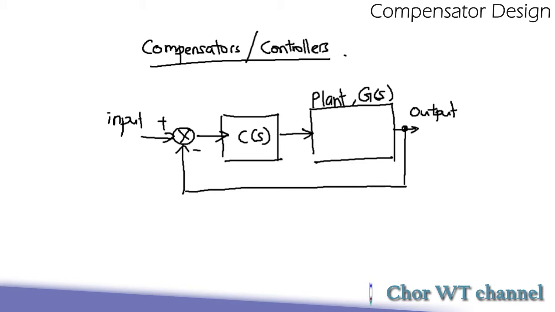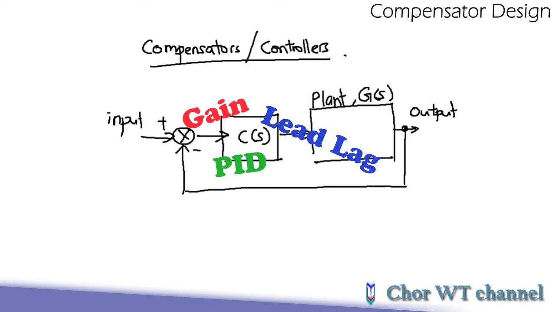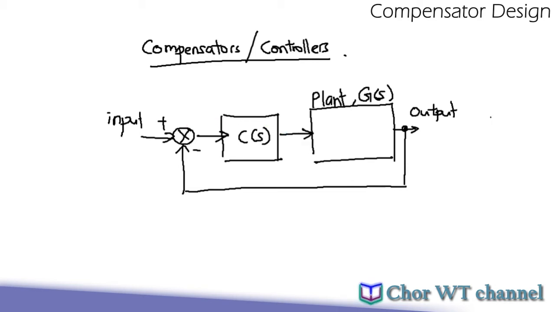Typically in classical control theory, C(s) will have three normal forms, which are the gain K, the lead-lag controller, as well as the PID. Now let's talk about the actions and how they would improve the output of the system.